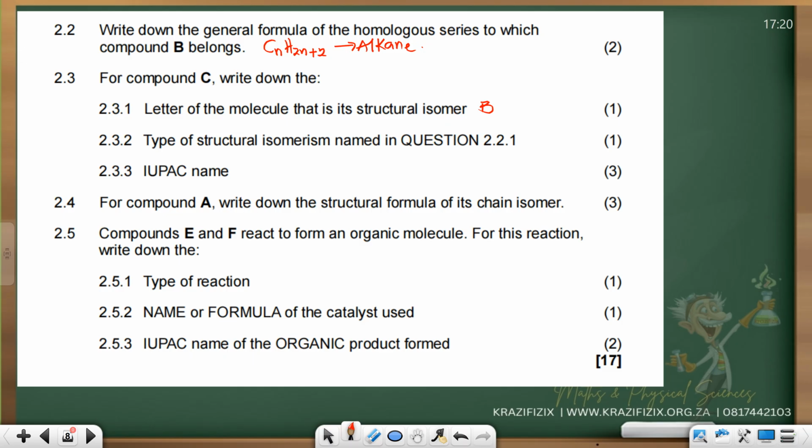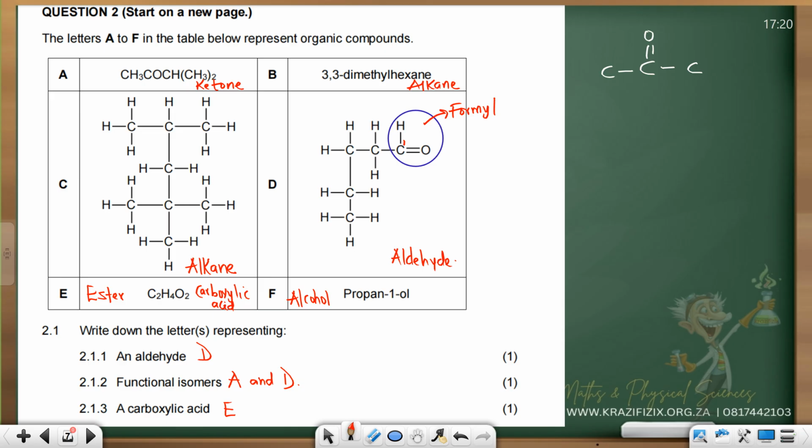Type of structural isomerism mentioned. All right, let's look at this. What type of isomers are these? There are three types of isomers, right? No, they are all structural. We have chain, functional, and positional. All right. Definitely, it's not functional. The only functional one, I did it. It's cake: aldehydes and ketones, carboxylic acids, and esters.